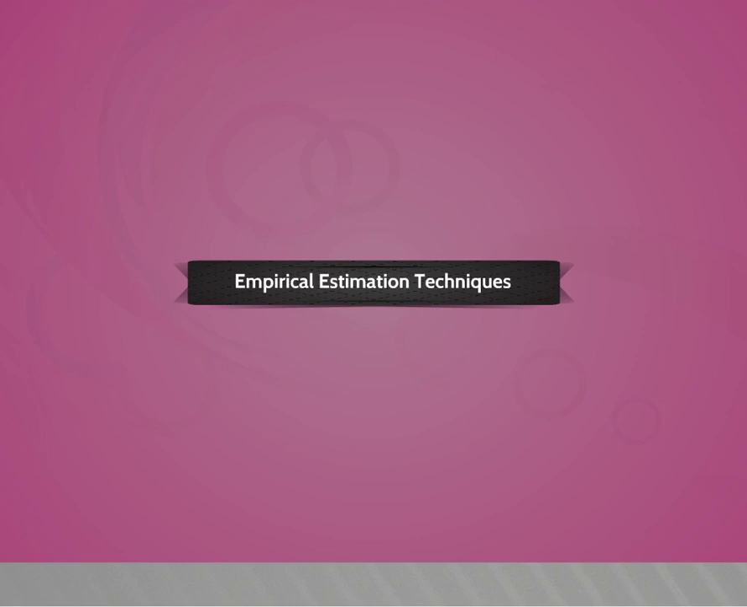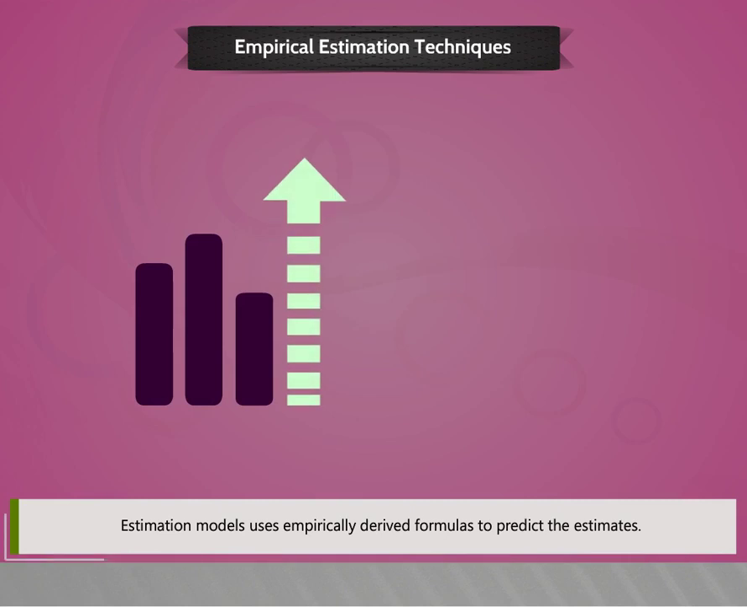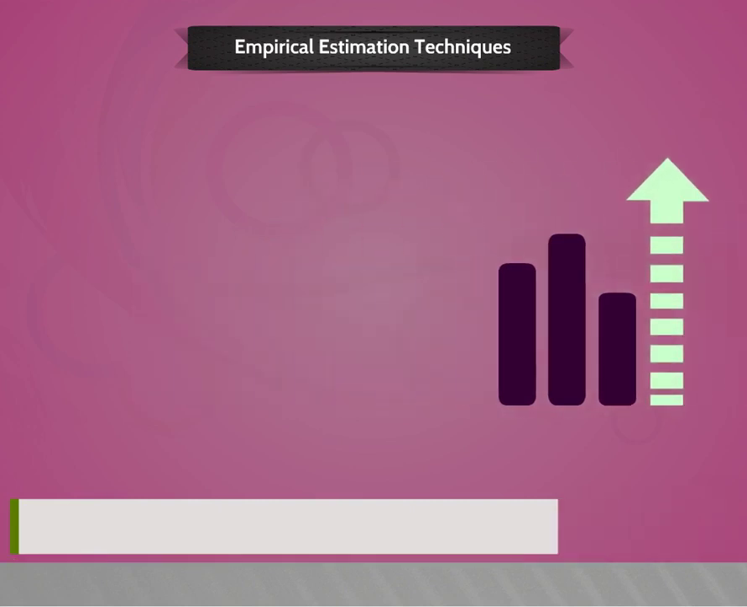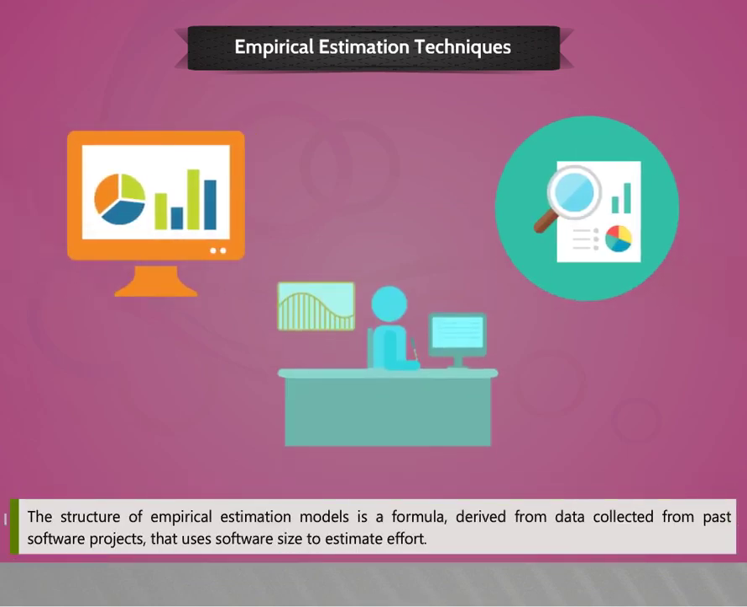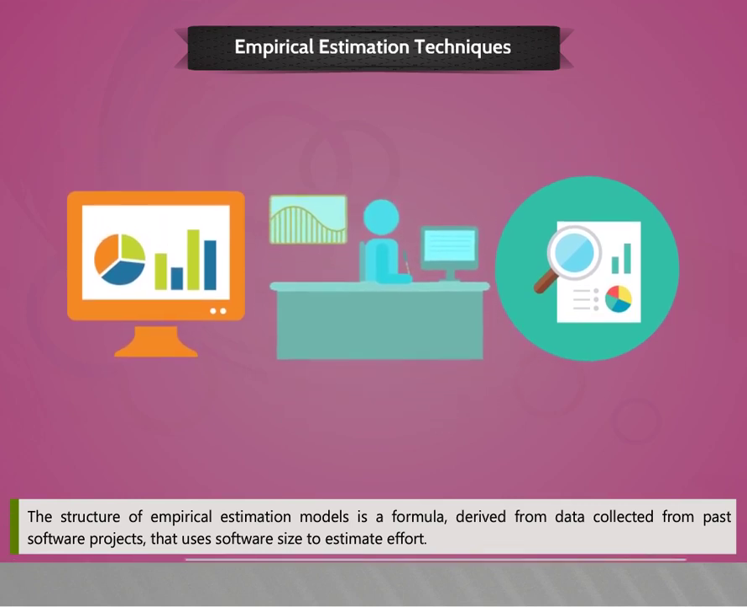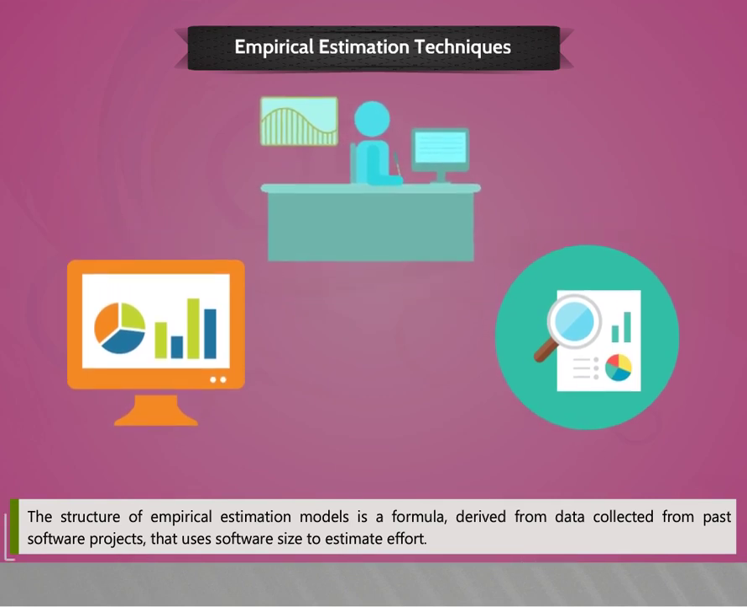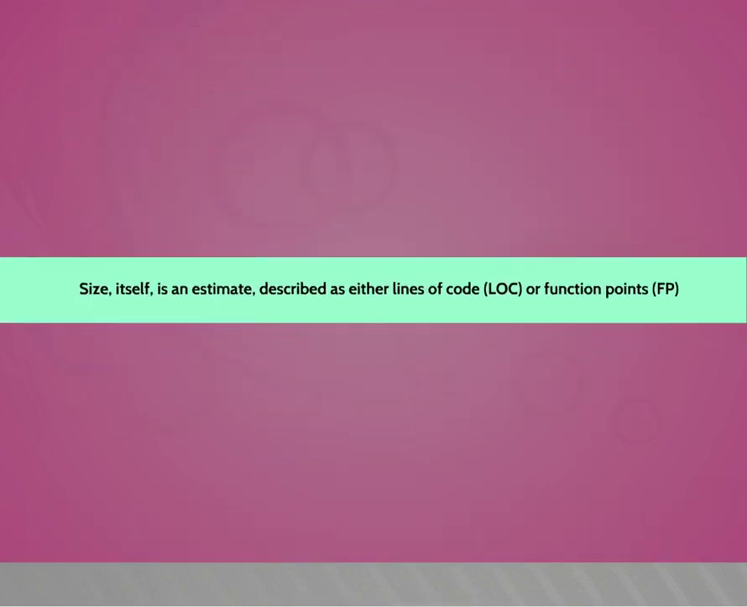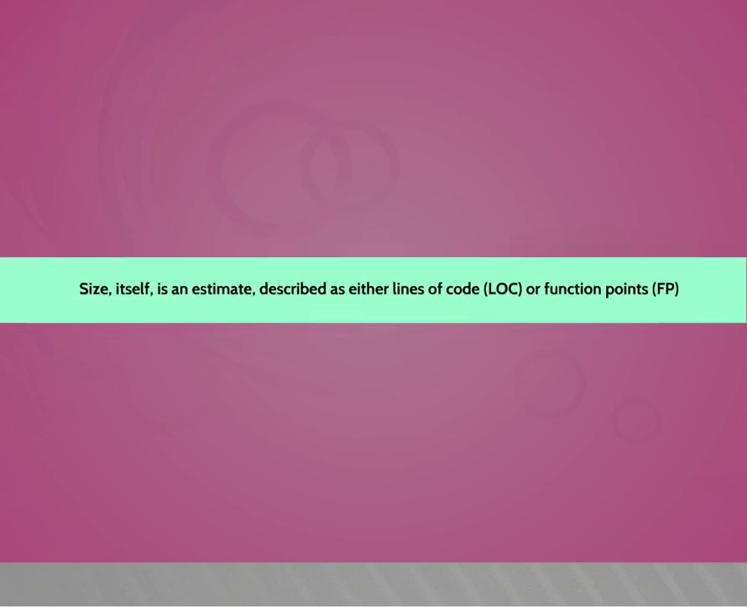Empirical estimation techniques. Estimation models use empirically derived formulas to predict the estimates. The structure of empirical estimation models is a formula derived from data collected from past software projects that uses software size to estimate effort. Size itself is an estimate described as either lines of code, that is LOC, or function points, that is FP.